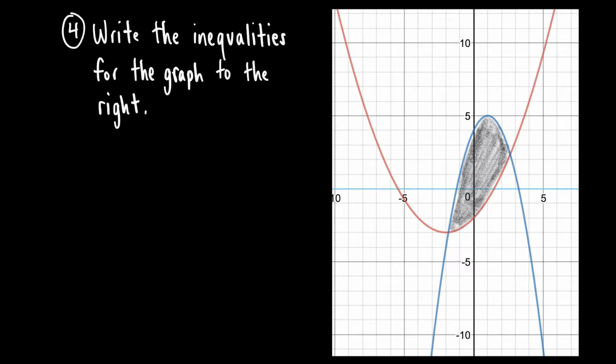All right, so this one's a little different. This one's kind of backwards. It says to write the inequalities for the graph to the right. So instead of getting the inequalities over here and graphing it, what we have now is the graph, and we're going to try to work backwards to figure out what the inequalities are. So let's start with the blue one here.